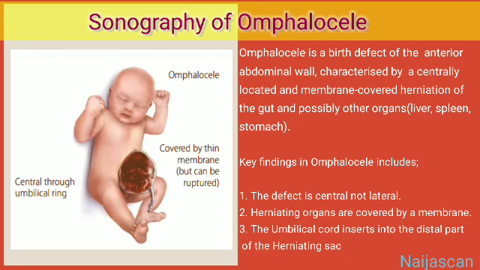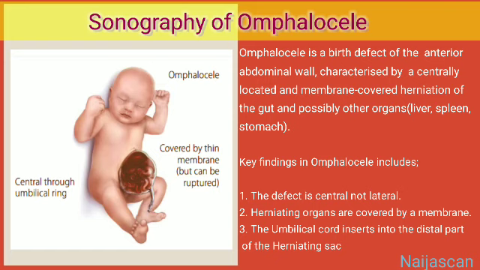The herniating organs are usually covered by a membrane, meaning that the herniating organs are not seen floating freely within the amniotic fluid. They are covered by a membrane. The umbilical cord inserts into the distal part of the herniating sac.